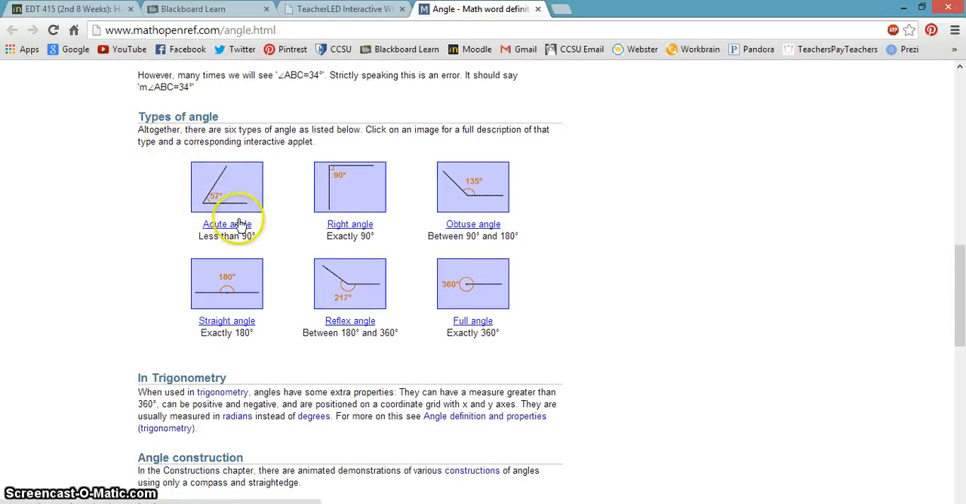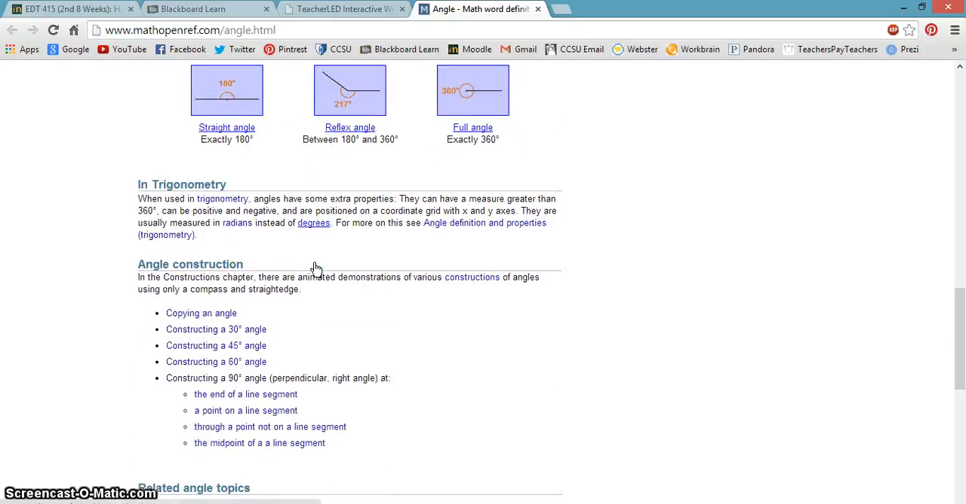So there are 6 different types of angles. The first is an acute angle, which is less than 90 degrees. A right angle is exactly 90 degrees. An obtuse angle is between 90 degrees and 180 degrees. A straight angle is exactly 180 degrees. A reflex angle is between 180 and 360 degrees. And a full angle is exactly 360 degrees.